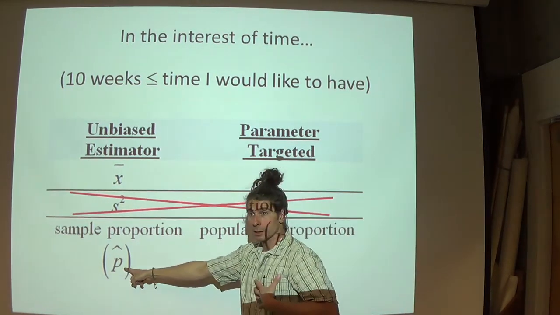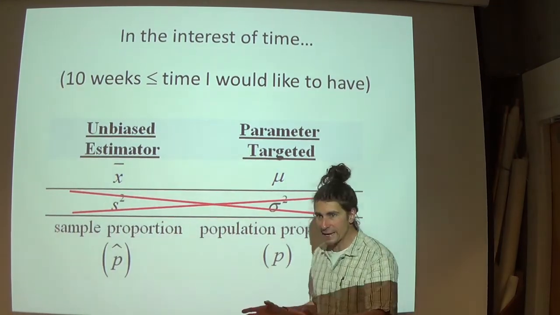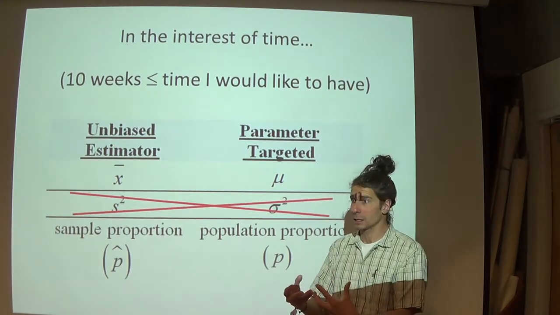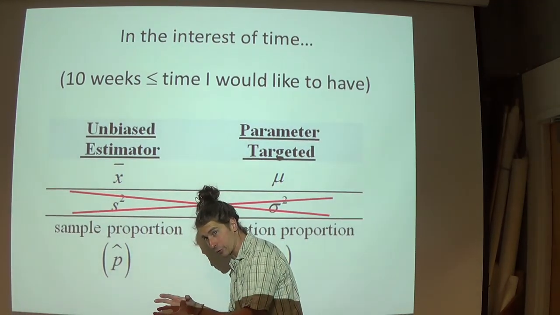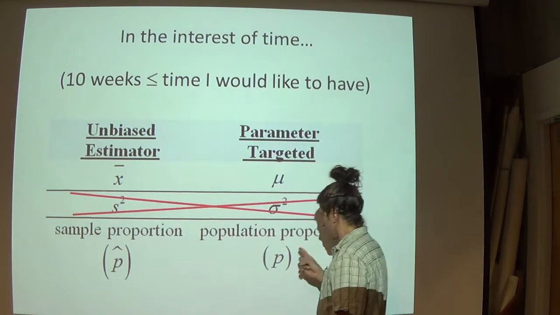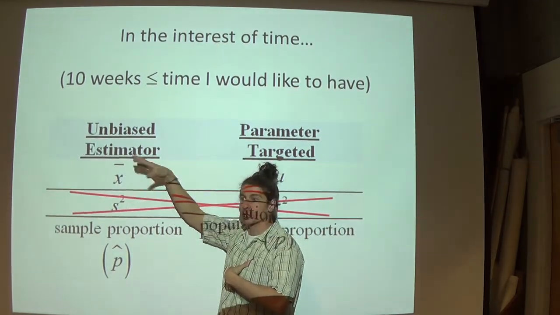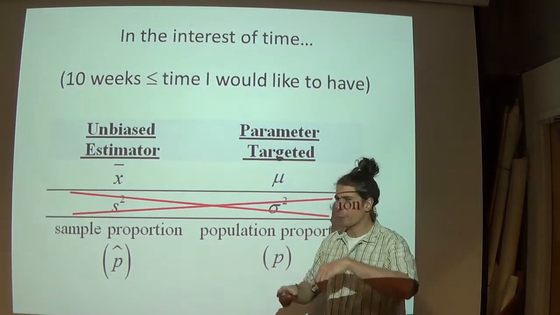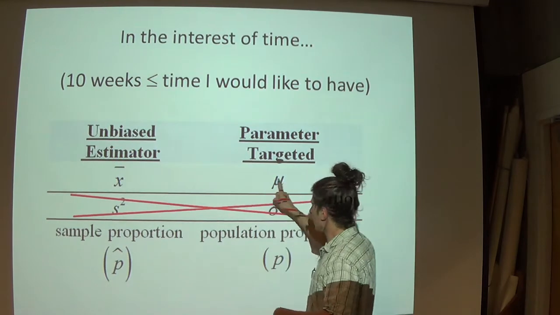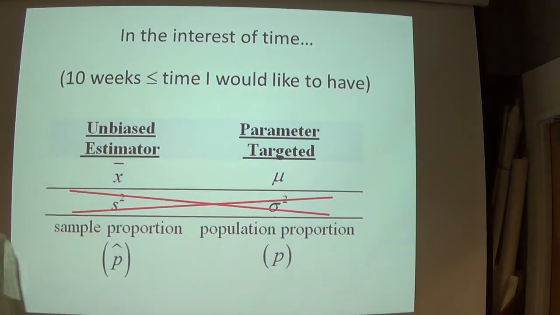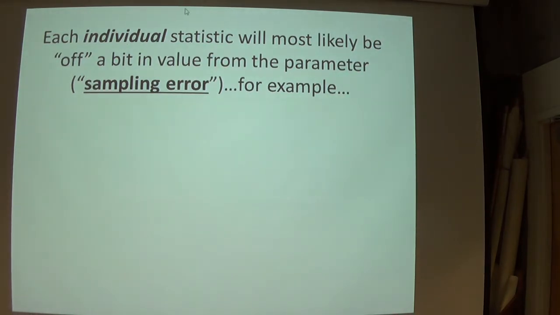And this targets this, but only on average, which means if we do a bunch of studies and we collect a bunch of p-hat values and we average those p-hat values together, that average will hit this. Similarly with x-bar, if we get a bunch of x-bars and average those, it hits this. If we only get one x-bar alone, it won't necessarily hit this. So what happens, and you'll see this momentarily, is you get what's called sampling error.